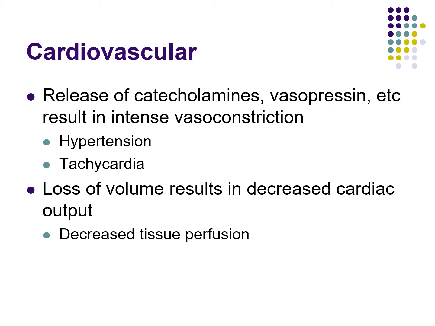Here are some system effects from burn that we see with burn shock, or we watch for burn shock. You can see there's a release of catecholamines that can result in some intense vasoconstriction and initial hypertension, tachycardia. But then we have the loss of volume too, and then that can result in decreased cardiac output. So they watch the pressures very carefully, whether they've got a hypertensive or hypotensive issue on their hands. Try not to overtreat, especially the hypertension, if they know that they're losing a lot of fluids.